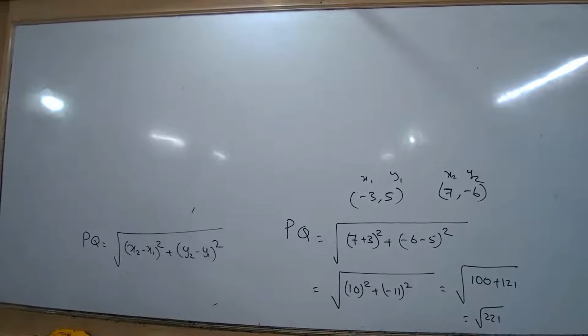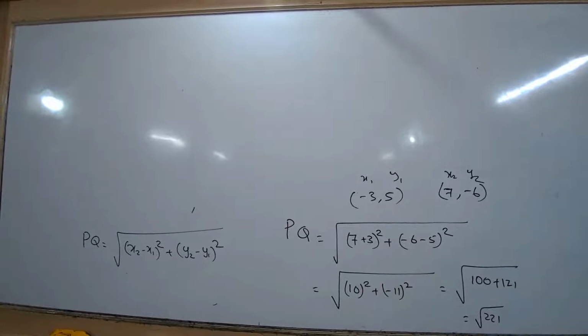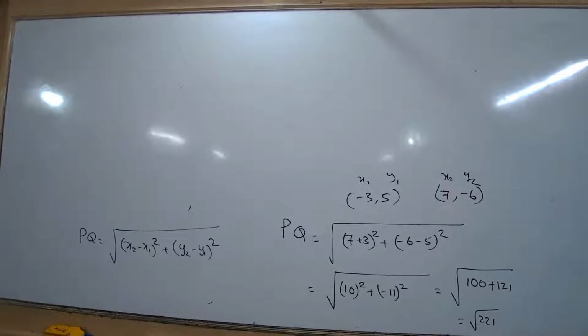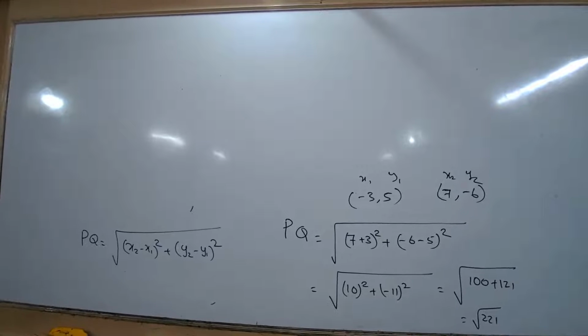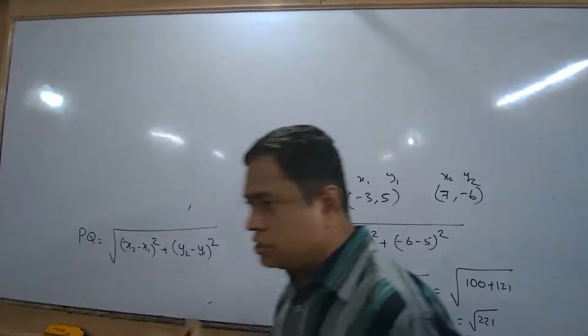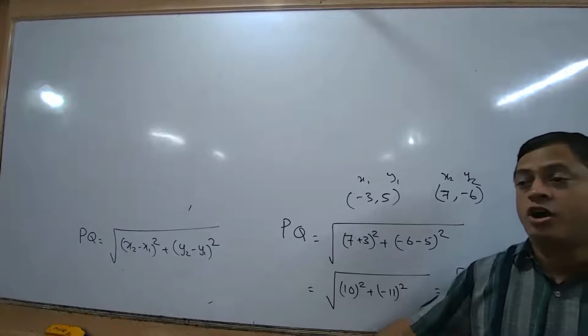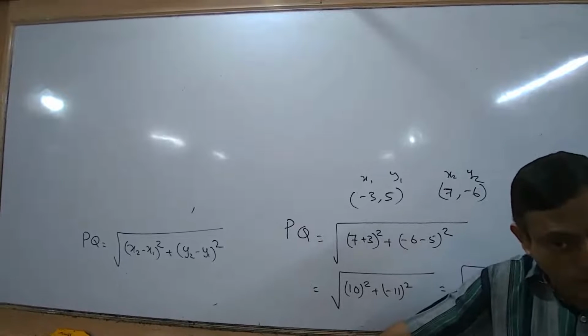Okay, you got the answer. Then listen now. Root of 221. If you can factorize and simplify this one, okay. Otherwise, root 221 this much units. Okay, not square unit, unit. Distance means it is only positive quantity, so you will take the plus 25. Okay, distance formula. This is the way to apply.